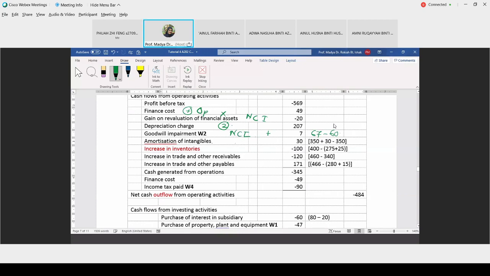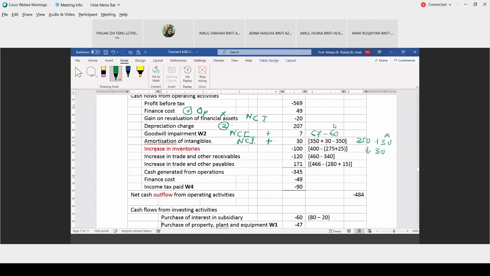So this is your beginning balance 350 plus 30 from the acquisition. So you have 380 compared with 350. So you're going to have a reduction of 30. A reduction of 30 here means that there is an amortization. So amortization again, we need to add it back because it is a non-cash item.